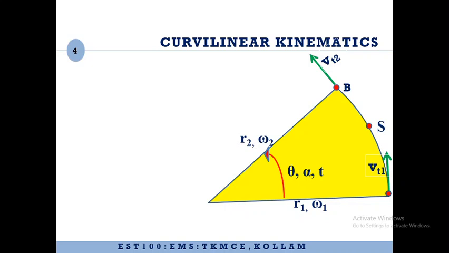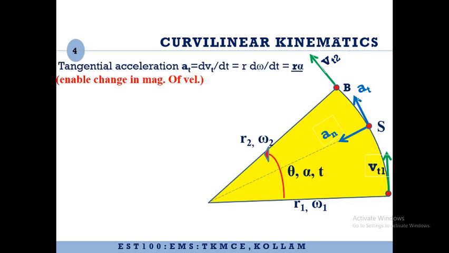At any point of motion of the body, it will have two components of acceleration. One is the tangential acceleration, which is directed tangential to the curved path. Another one is the normal acceleration, and this part will be directed towards the center, and therefore we will call it centripetal acceleration.